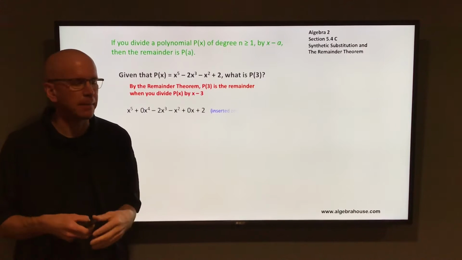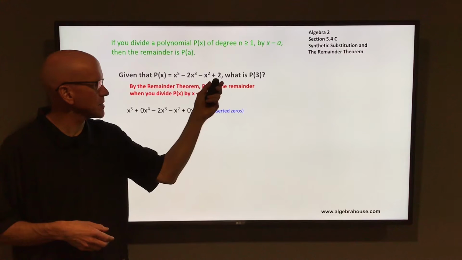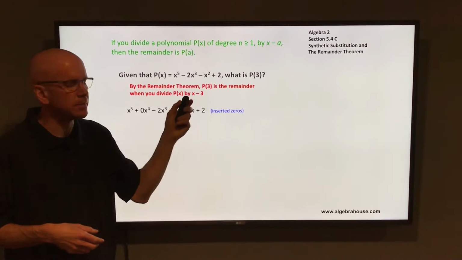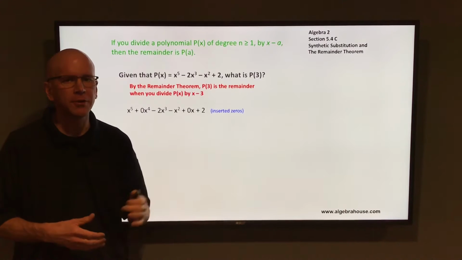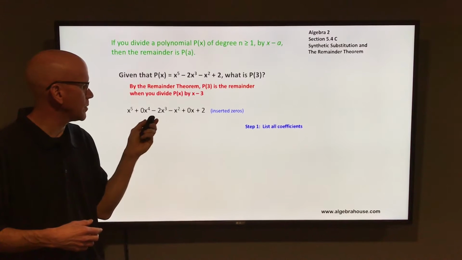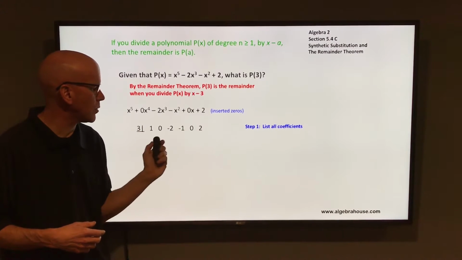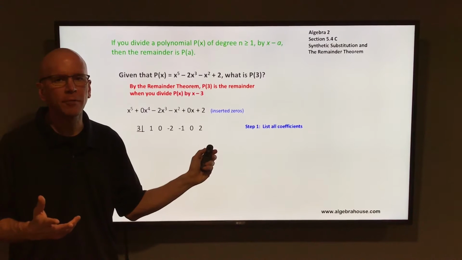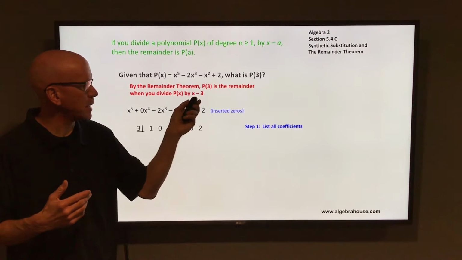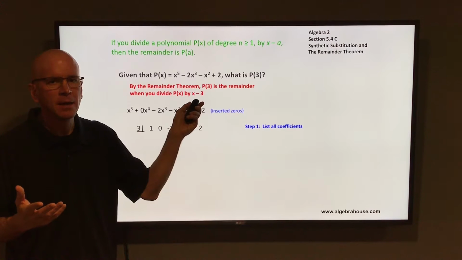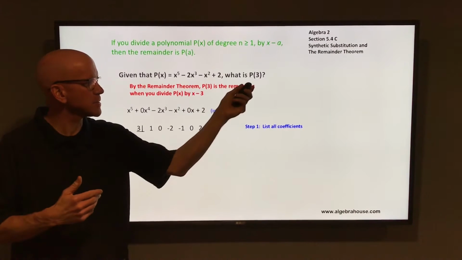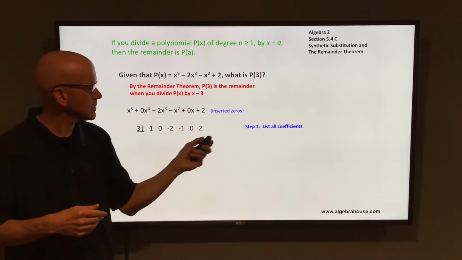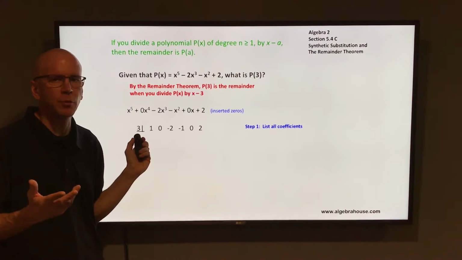So again, think of synthetic division. How do we set that up? We'll look for any skipped or missing terms. You're missing an x to the fourth term, so you have to fill in with a 0x to the fourth, and then list the coefficients. So we're going to list 1, 0, negative 2, negative 1, 0, and 2. Now you're dividing by x minus 3, so you're going to put a positive 3 in the box. What we're doing here is we're substituting 3 in for x. So again, we're putting a positive 3 in the box.